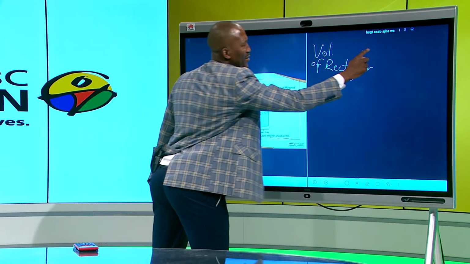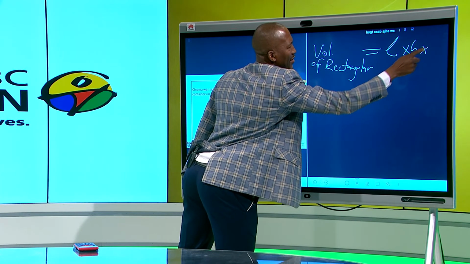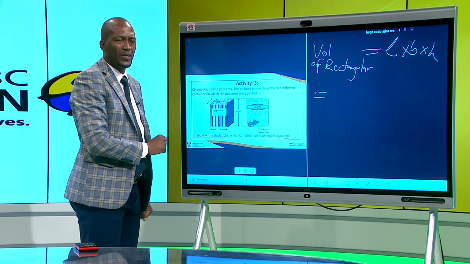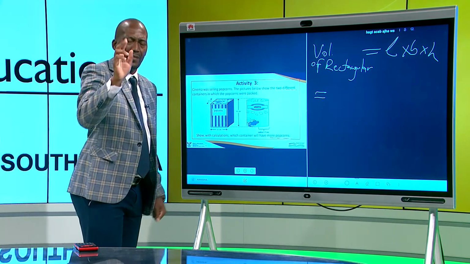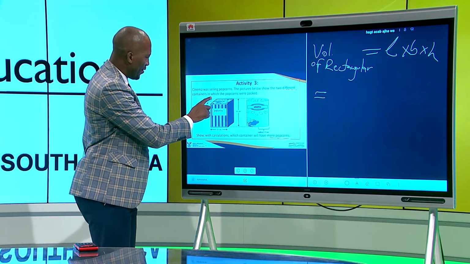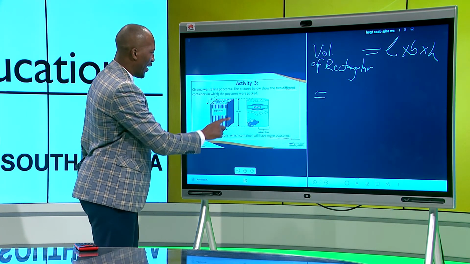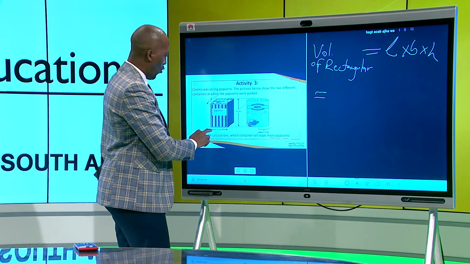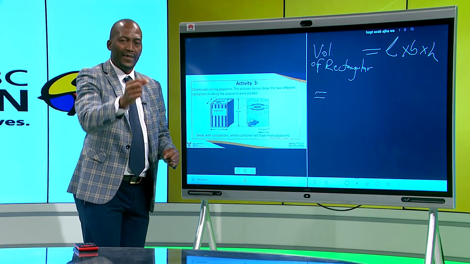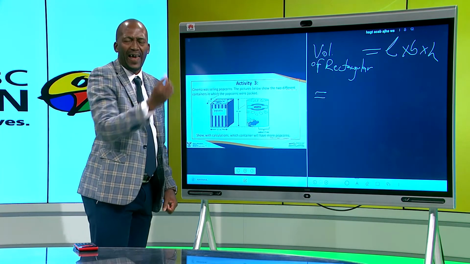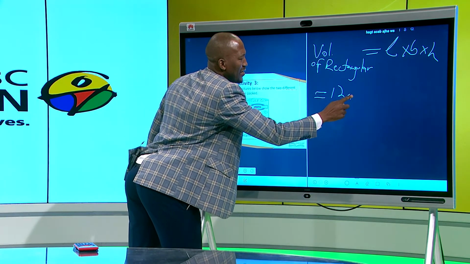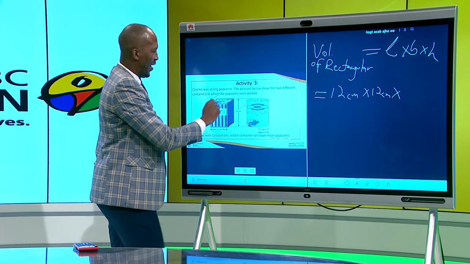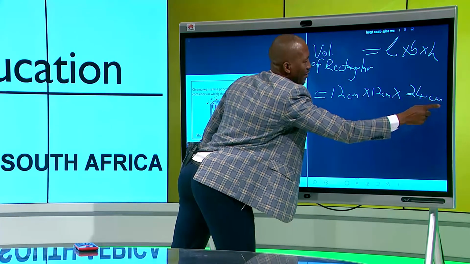The volume of a rectangular prism is given by length times breadth times height. Step number 1, correct formula. Step number 2, substitution. Make sure that the units are the same. Centimeter, this unit is fine. Centimeter, fine. Centimeter, fine. So I'm going to substitute for step number 3. Make sure that the substitution is correct. Where is our length in this situation? The length is equal to the breadth, so you can put either of the values here. So you can say 12 centimeter multiplied by 12 centimeter multiplied by the height. The height differs now. The height is 24 centimeter.